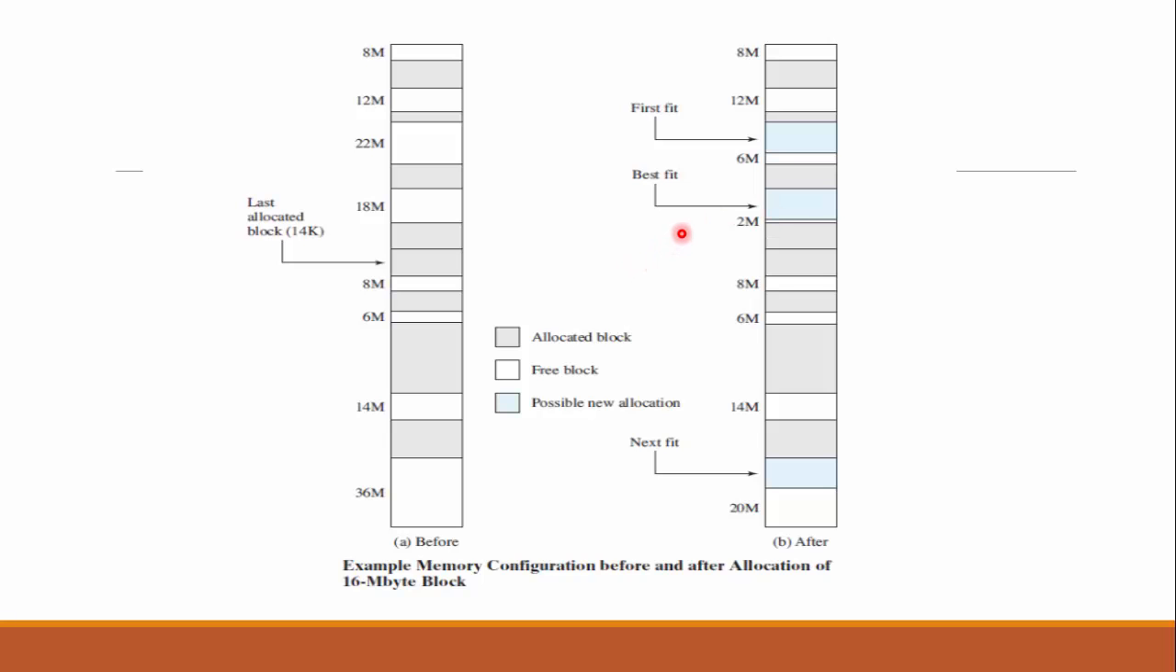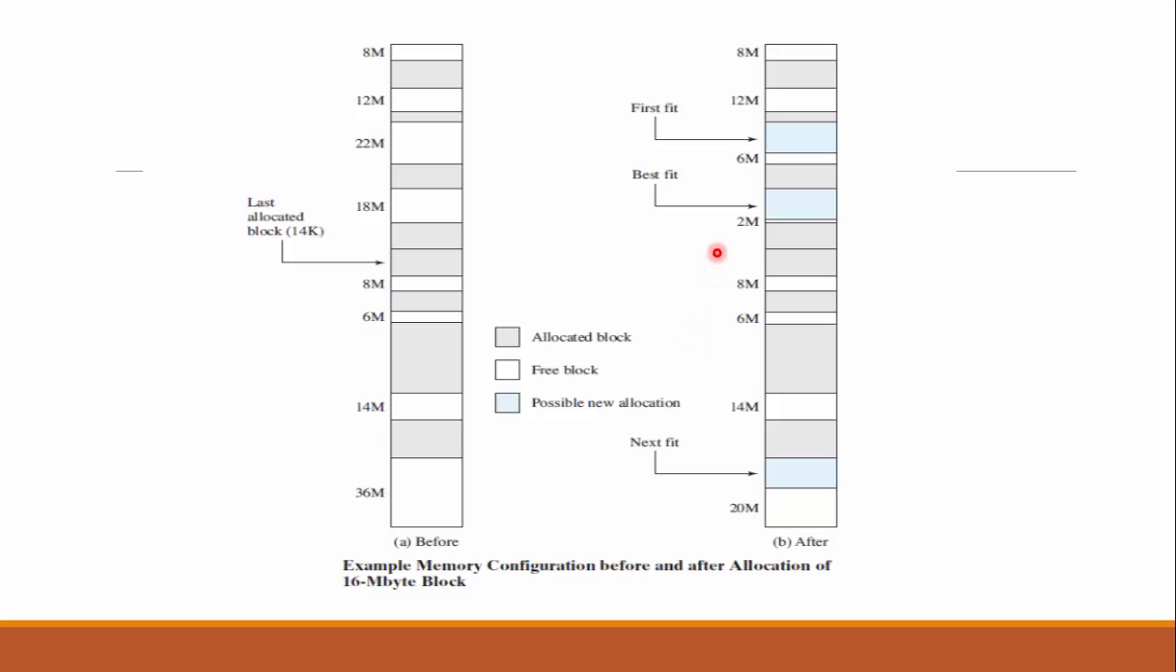And now the next fit. See, this is the last allocated block, so next fit starts scanning after that. First fit started scanning from the start, next fit starts from the last allocated block. So the next fit starts the scan from here. Okay, so it finds free space here for that 16 MB program, so it fits here. So this is how these three placement algorithms work.